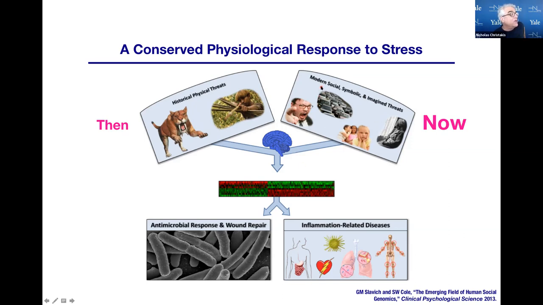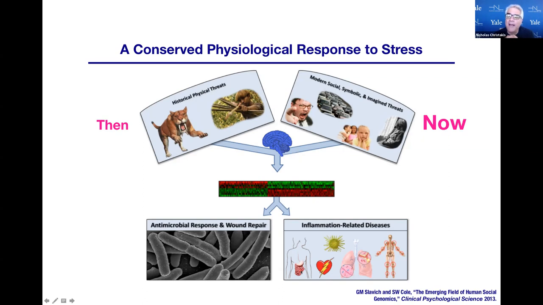And now we have other kinds of modern social, symbolic, or imagined threats. We think we're under threat when our boss yells at us, but actually it doesn't really matter, okay? But we respond the same way, and this can contribute to all kinds of inflammation-related diseases, you know, arthritis or coronary artery disease or gastrointestinal diseases of different kinds.